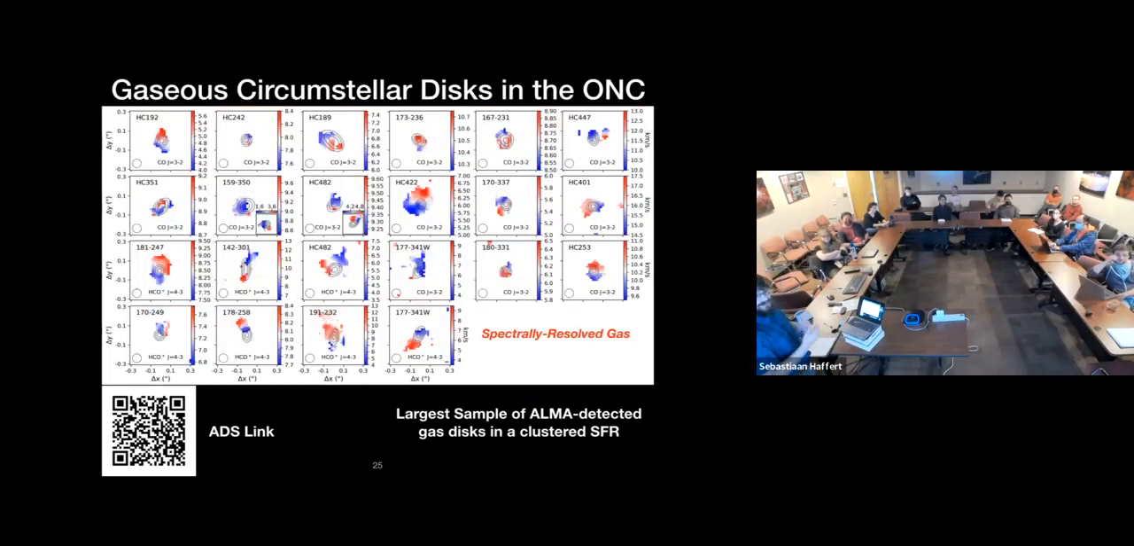So we're spatially resolving these disks, typically at an angular resolution of around 0.1 arc seconds, which corresponds to 40 AU at the distance to Orion.